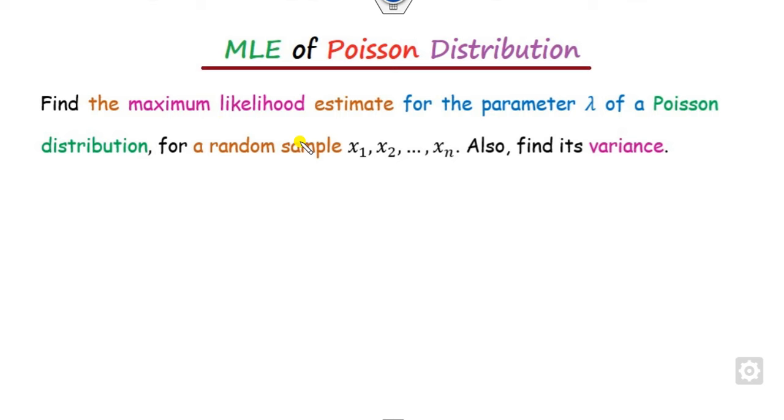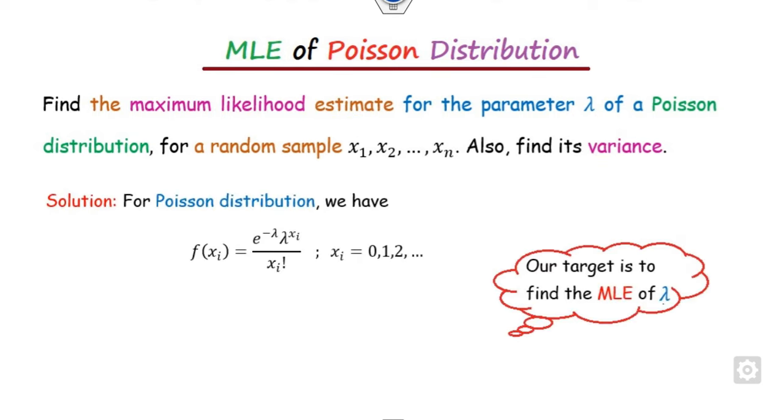So what is that? You have to find the maximum likelihood estimate for the parameter lambda of the Poisson distribution, and also you have to find its variance. All of you know that for the Poisson distribution, there is only one parameter called lambda, which is nothing but the mean as well as the variance. And this is the PMF of this Poisson distribution. Our target is to find the maximum likelihood estimator for this parameter lambda.